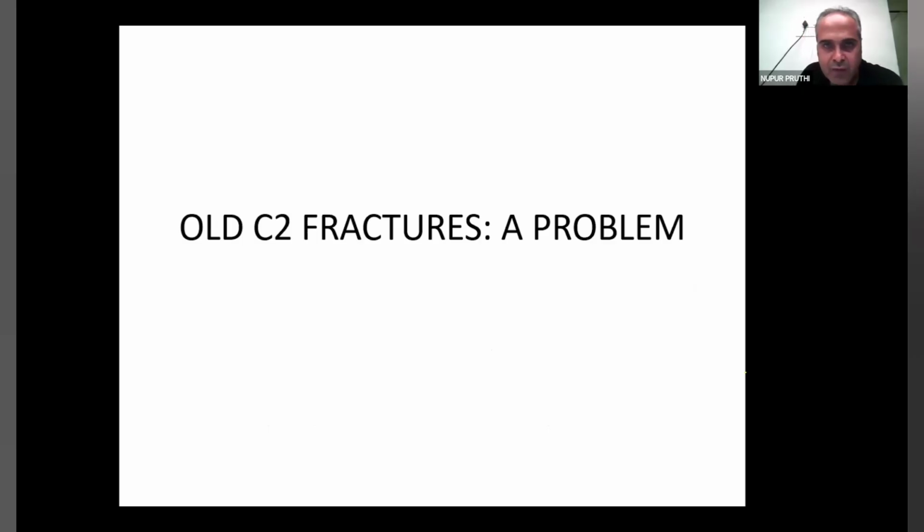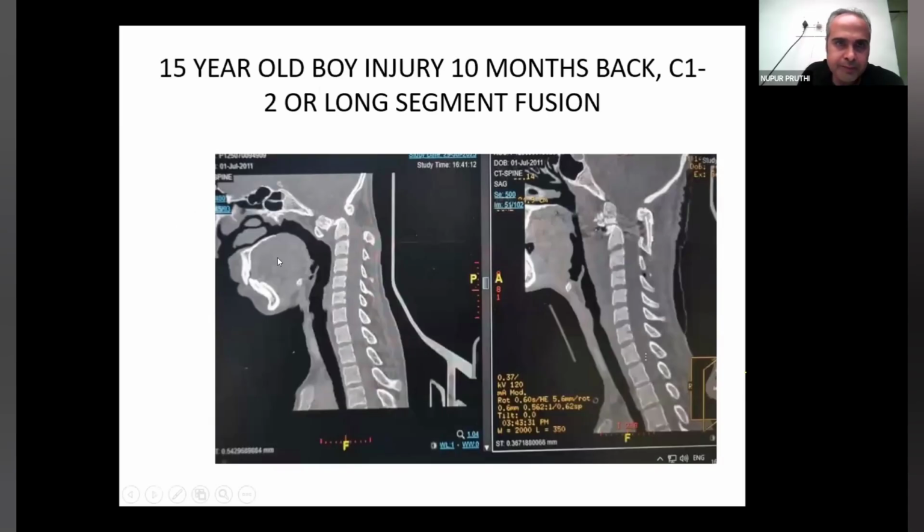Now, quickly, the last 4 or 5 slides. Old C2 fractures are a problem, especially in our country. Patients come very late. Now, this is a 15-year-old boy. He has fallen maybe almost a year ago, and he's almost bedbound now. My question to the audience is: would you do a long segment fixation or a C1 C2 fixation for this patient? And I believe that we should always and only do a C1 C2 fixation.